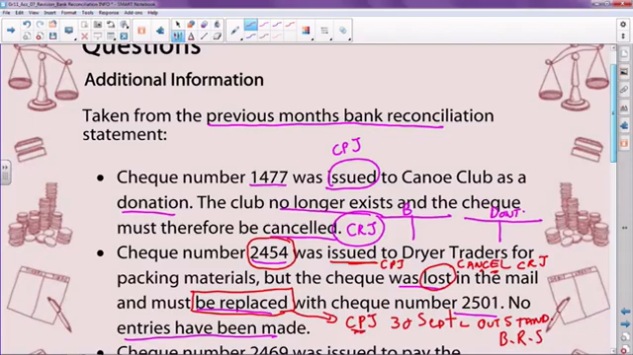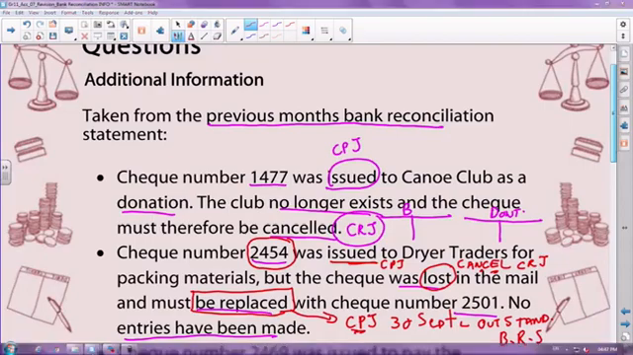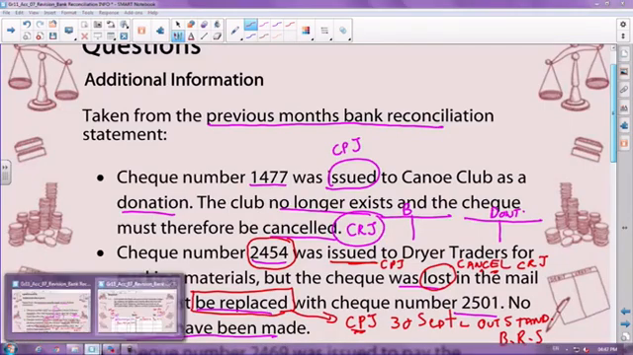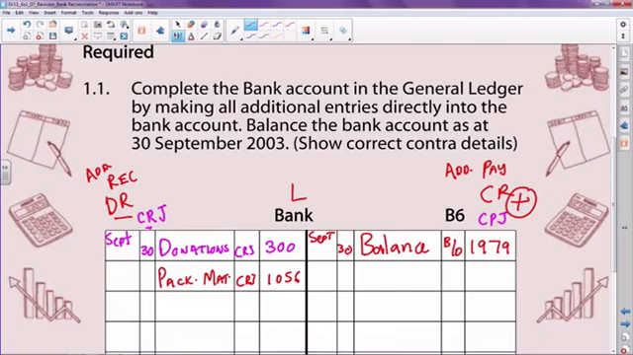Right, so let's replace the check and make an entry in the CPJ. Let's go to our answer sheet. In our CPJ, we're now issuing another check, instructing the bank to pay 1,056. We would record this in the cash payments journal, and the contra account would be packing material.